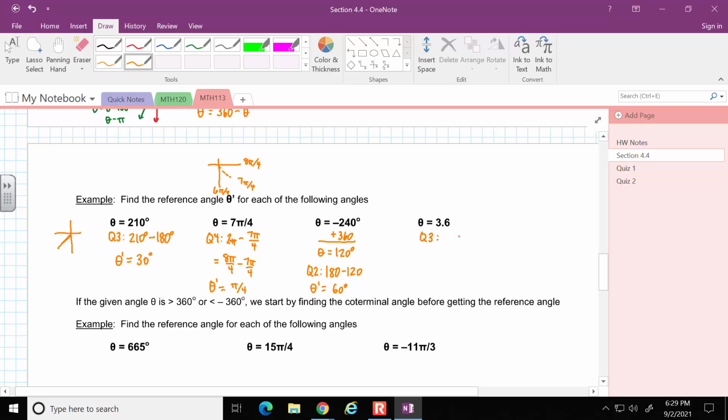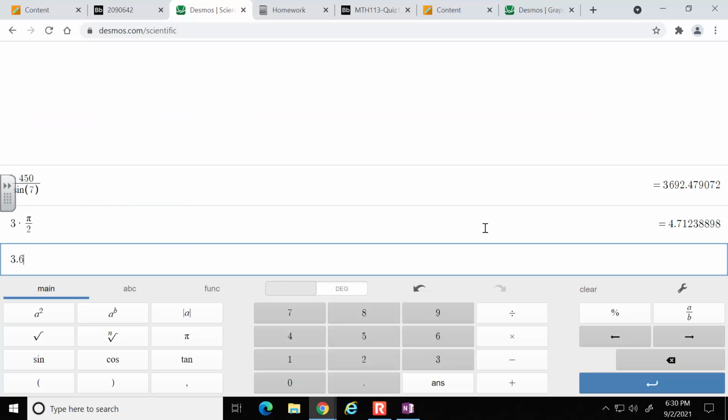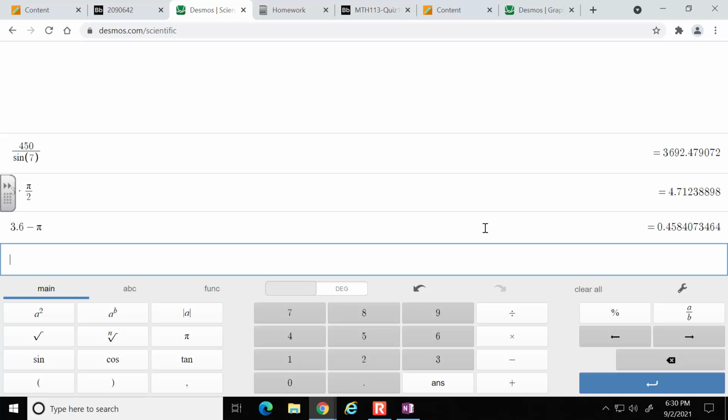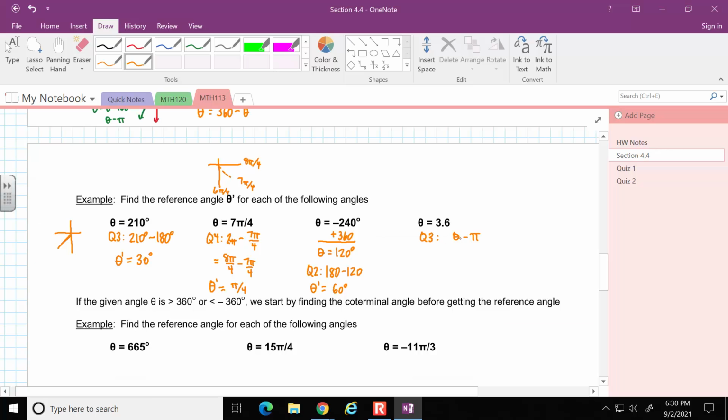So that means I'm going to take theta minus pi. So I'm going to take that 3.6 minus 3, actually pi, and I get 0.458. Okay, so that one's a little bit different. I don't typically give you ones like that where it's kind of a weird angle in radians, but it's possible. You can still go through the same process.